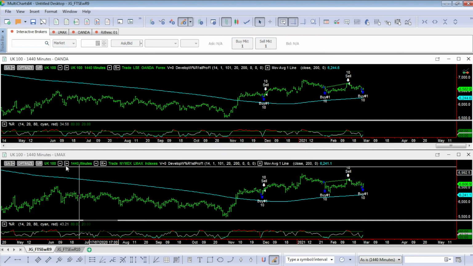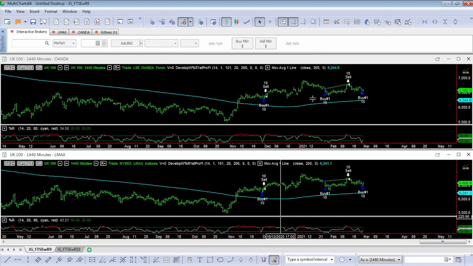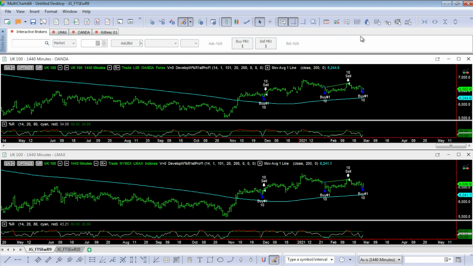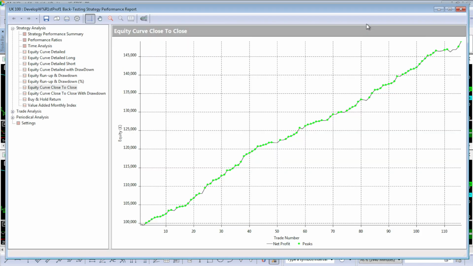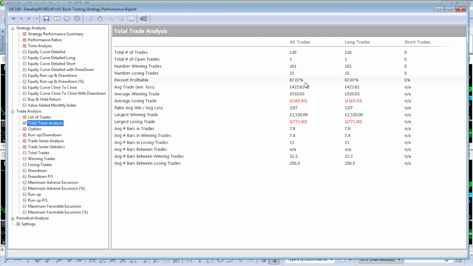And in the LMAX, we haven't got as much data back, we've only got back to October 2010, and again through to March 2021. So looking at the performance report, that's what the equity curve looks like. The green dots showing new highs. It's showing new highs pretty much all along the way. Got an 87% win rate, average trade of £422.